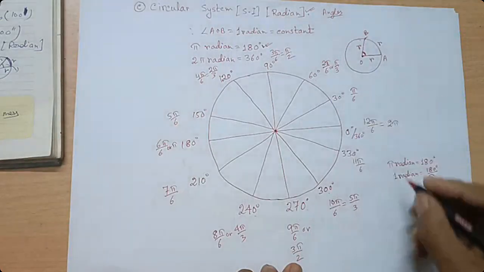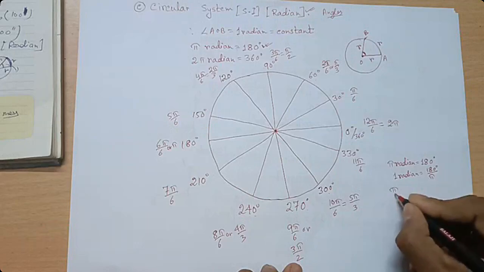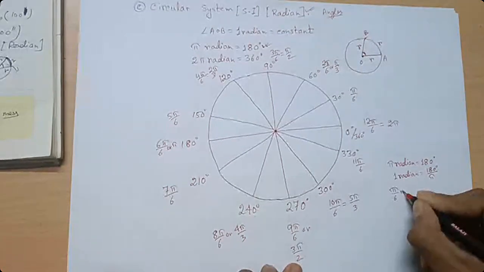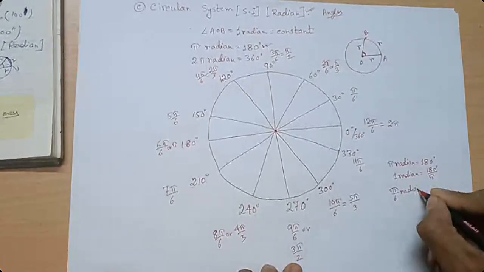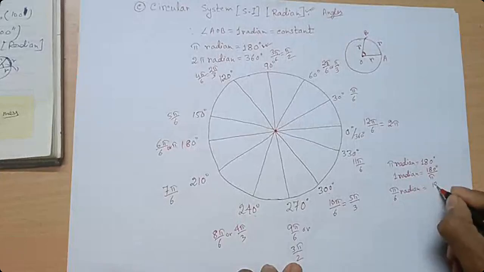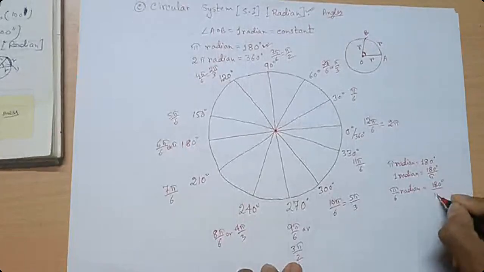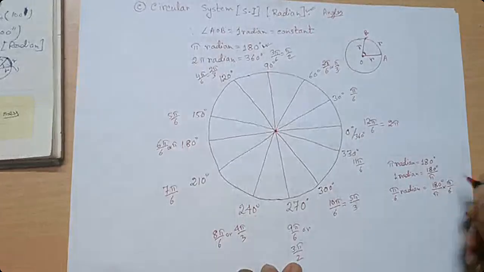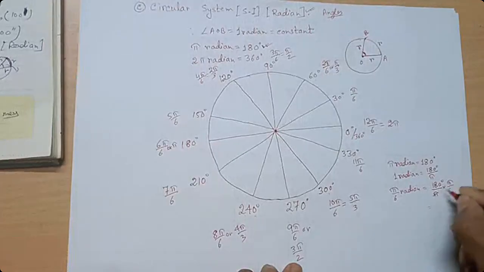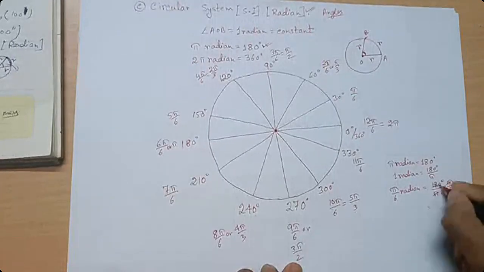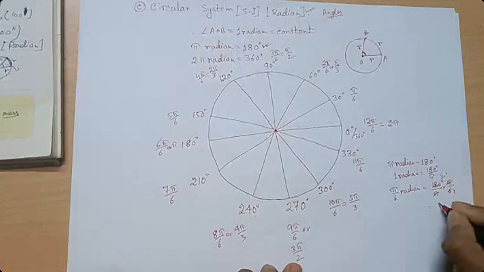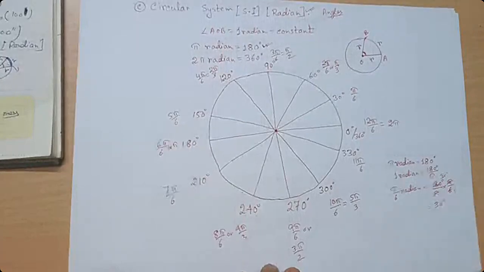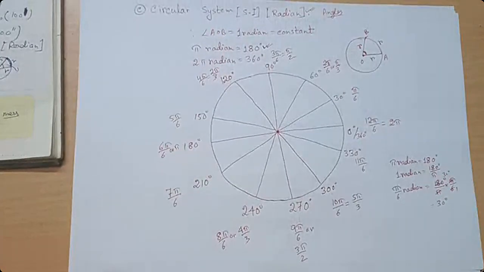Therefore, we want to find pi by 6 radian. If we find pi by 6 radian, pi by 6 radian is equal to 180 degree by pi into pi by 6. Therefore, pi will cut, 6 1 is 6, 6 3 is 18, 0, therefore 30 degree. And here you find that pi by 6 radian equal to 30 degree.